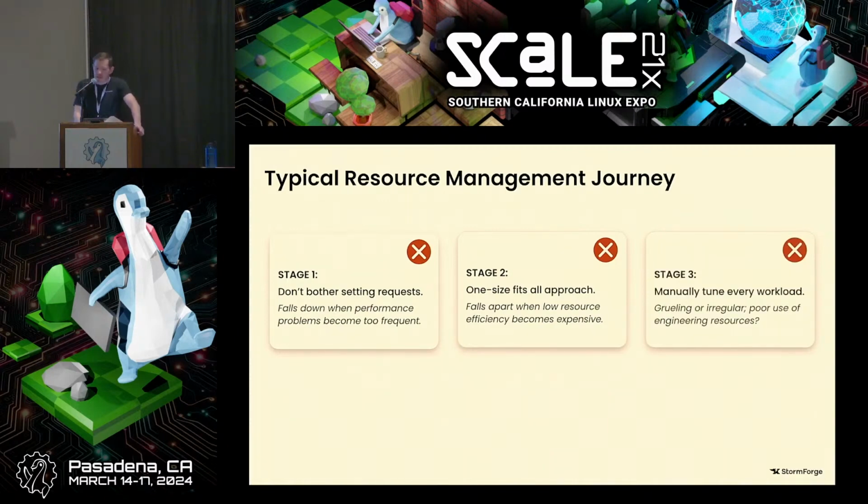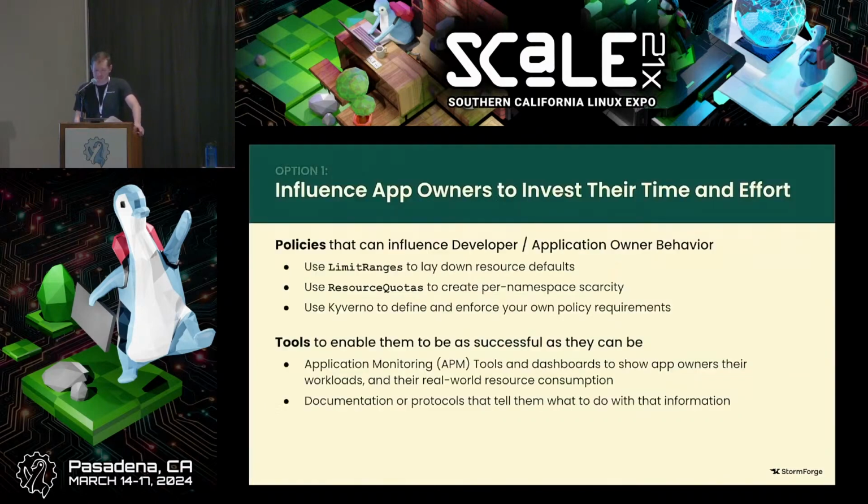Stage 3, manually tune every workload. Usually it's pretty irregular, and it's based on signals like, oh, this one's getting killed, or this one's getting throttled, or this one's showing up at the top of the list of the most expensive workloads in the company, in which case you should go take a look at it. But it's largely manual on stage 3.